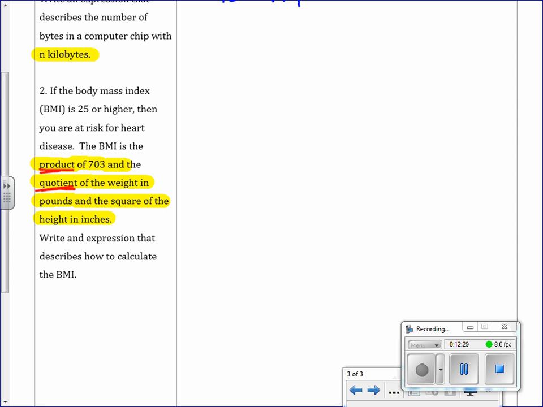So that's important. So the product of 703, so 703 times the quotient of the weight in pounds. So quotient means divide. We need to know that. The weight in pounds and the square of the height in inches. And that would be our expression to figure out BMI. Thank you. Please write down any reflections you may have.